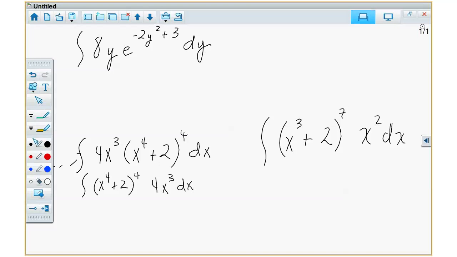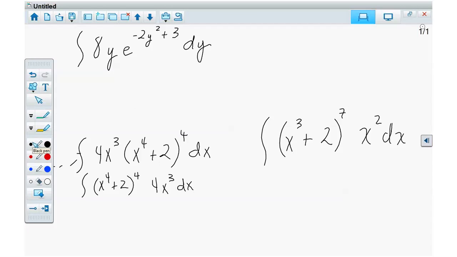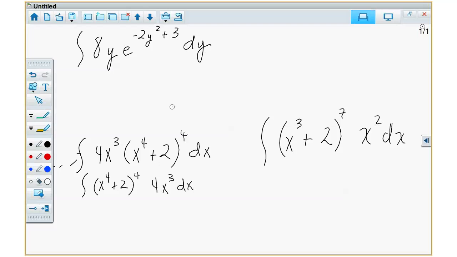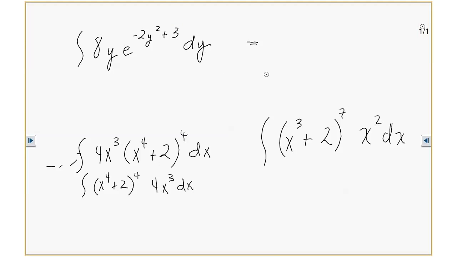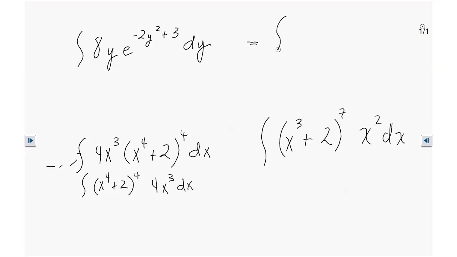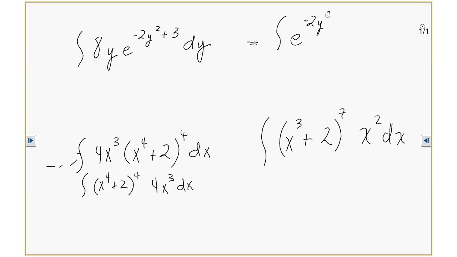All right, so we've got this written, and I told you to rewrite it because I didn't like the way it was written. So I'm going to rewrite it because I want something to be with this dy. Because in substitution, you want something to be with the dy. So I'm going to rewrite it and say e to the negative 2y squared plus 3, and then that's going to be 8y dy.